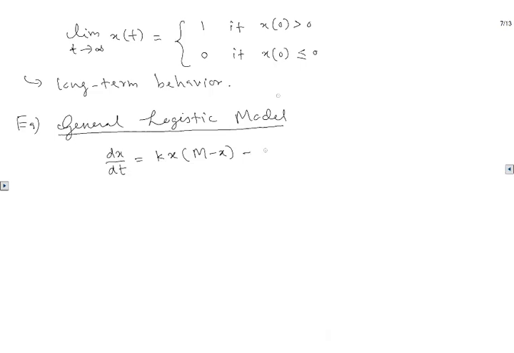So we're going to add a term like that. You're going to take something out of the population from time to time. It's called the harvesting term. It's also going to decay the rate. So we call h the harvesting rate.